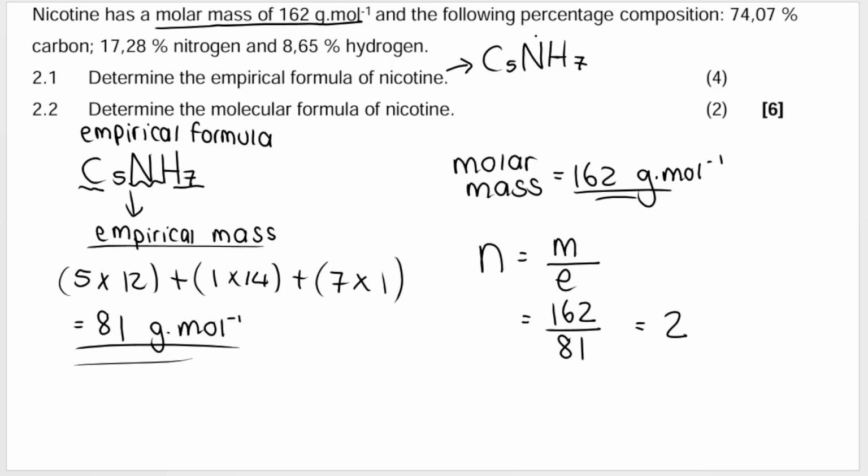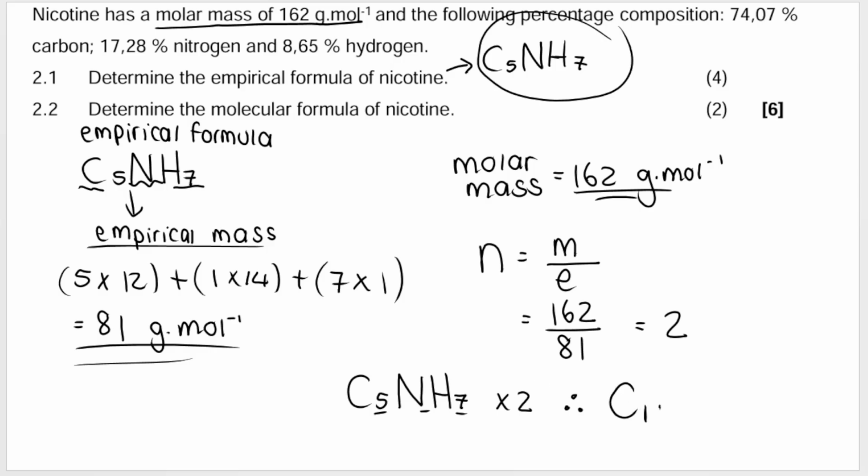In order to get from my empirical formula to my molecular formula, I need to multiply the empirical formula, so C5NH7, I multiply each of the little atoms, number of atoms, by 2. Therefore, my molecular formula is C10, because 5 times 2 is 10, N2H14. That is my molecular formula.